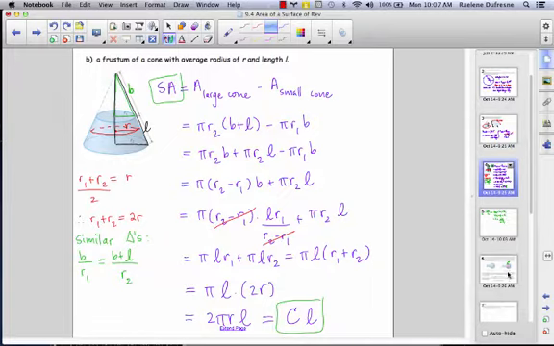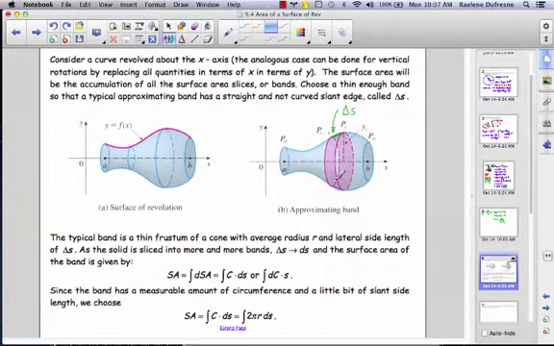So we are saying that if we want to come up with the area of a typical approximating band, that surface area is equal to the integral of a little bit of surface area. Surface area of what? Surface area of a frustum of a cone. So the frustum will have a typical radius, or an average radius, of r, and that average radius will produce a circumference, which is equal to 2 pi r. And then we multiply by the slant length. In this case, the slant length is delta s.